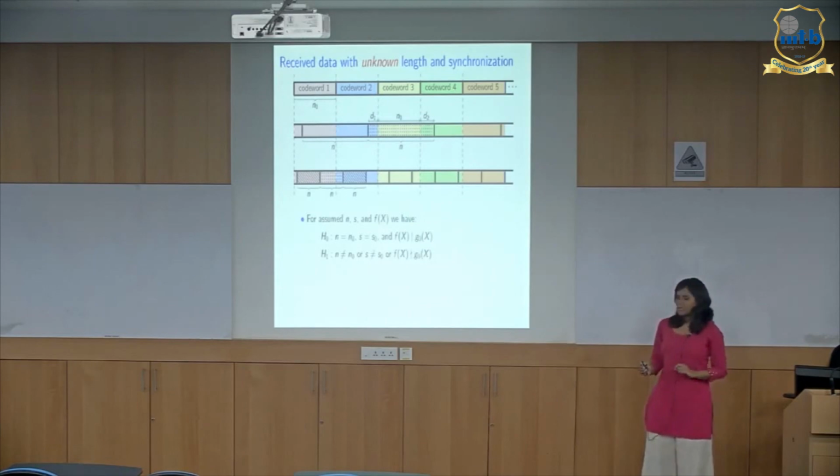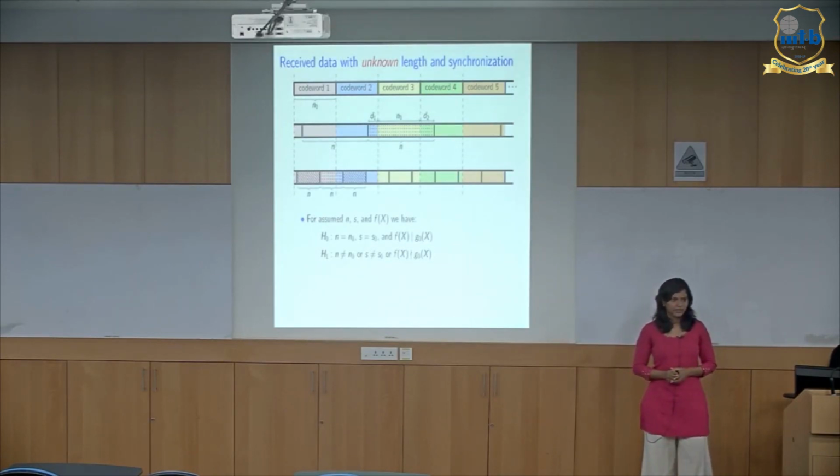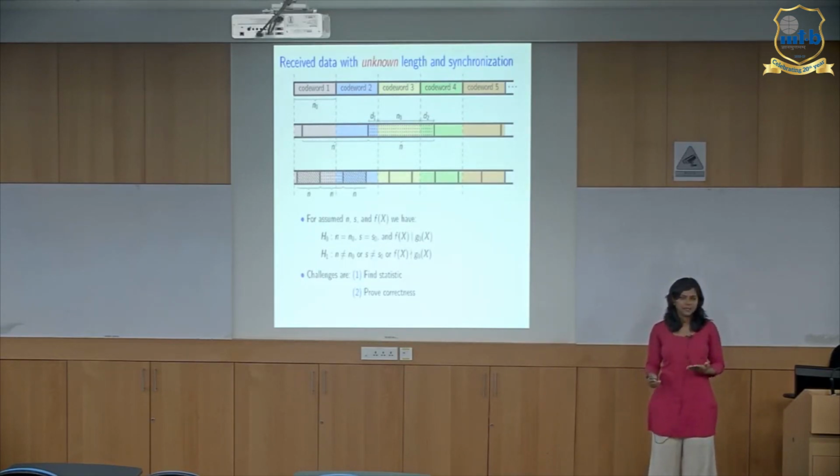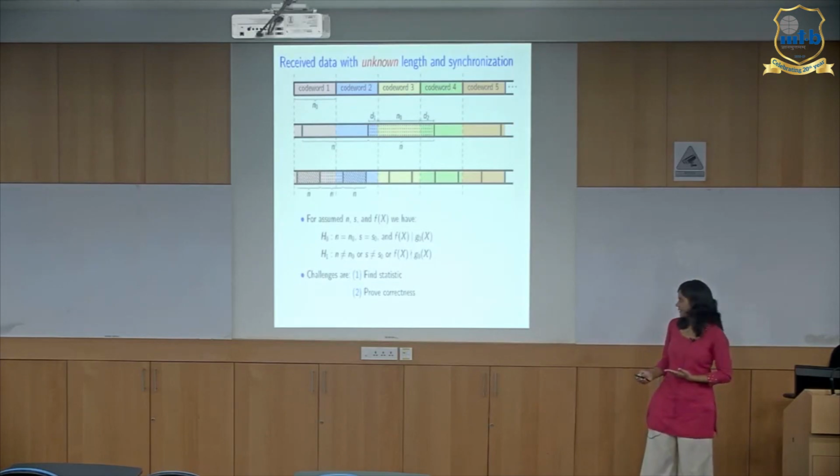Now in this situation, again we formulate this as a hypothesis testing problem, where under hypothesis H0, my assumed length is correct, my assumed synchronization is correct, and f of x divides g of x. And under hypothesis H1, some of the assumed parameters are not correct. So in this problem, the main challenge is to come up with a statistic which will allow us to distinguish between these two situations. And of course, we have to be sure that my method will indeed be correct. So we have to guarantee some correctness.